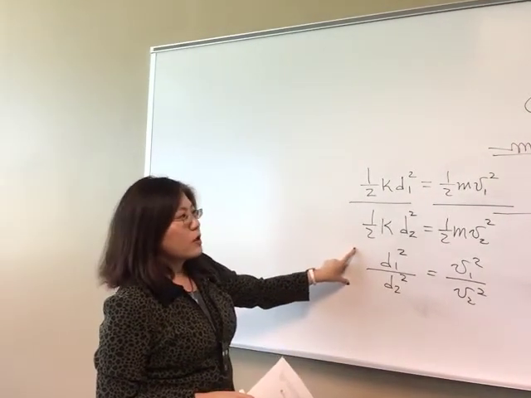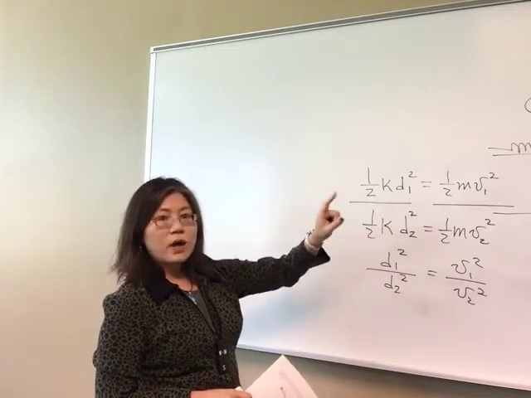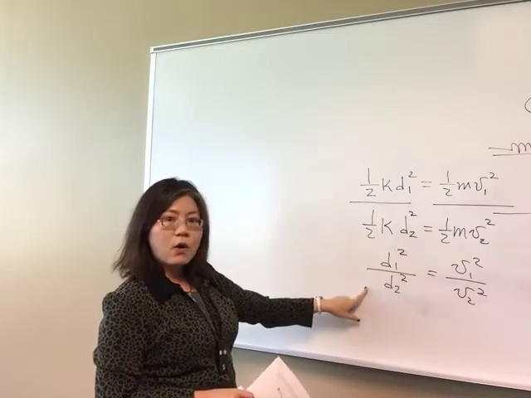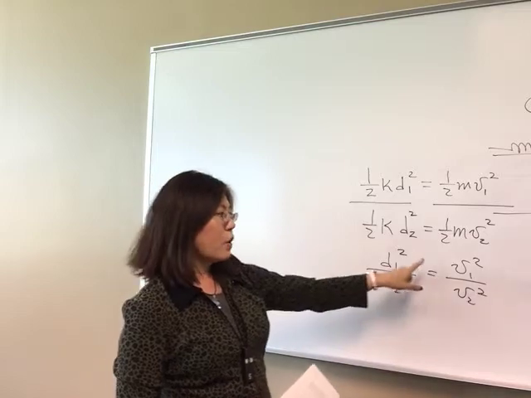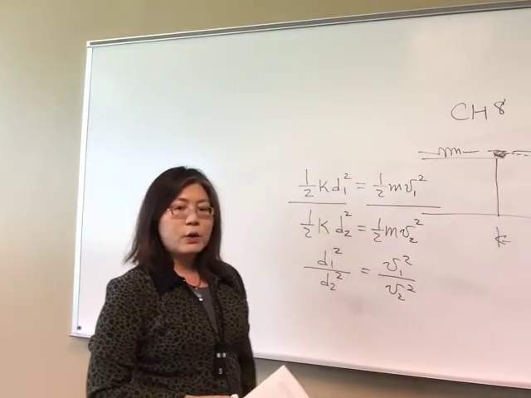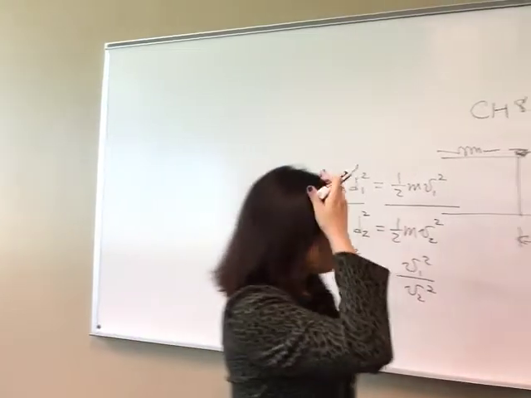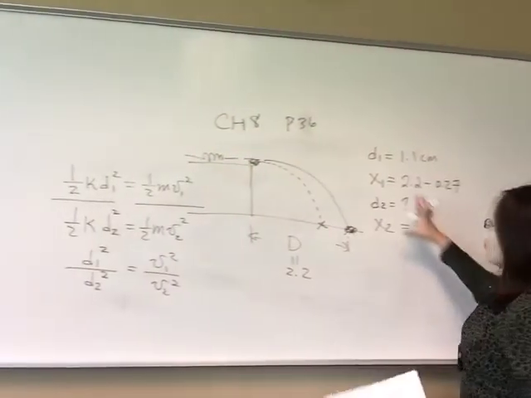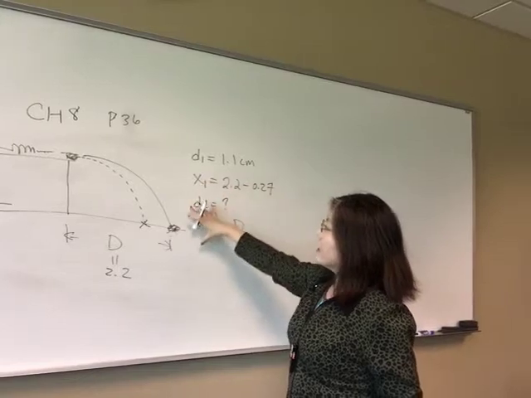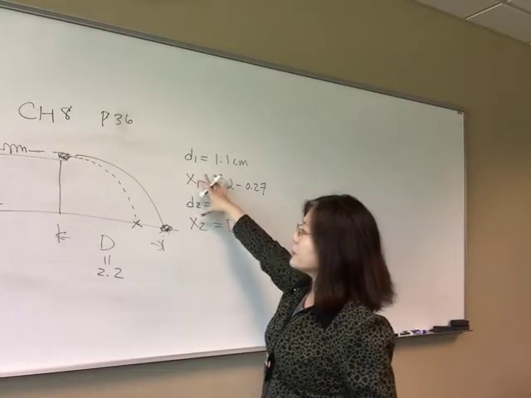In this equation, the only information that we have is D1. D1 is given. D2 is the one that you're asked to find. We don't know V1. We don't know V2. So what's next? What we're going to do is use the horizontal information we're given.